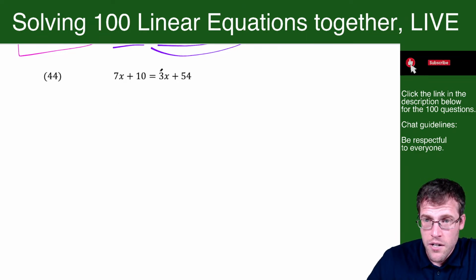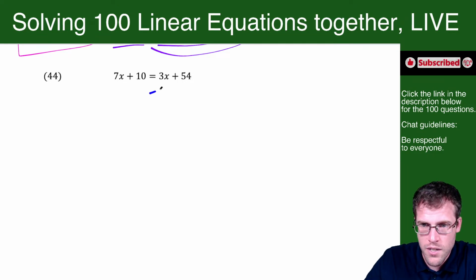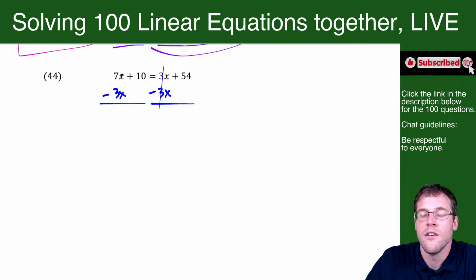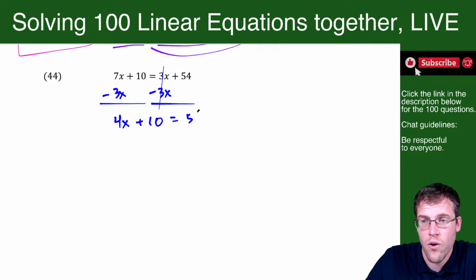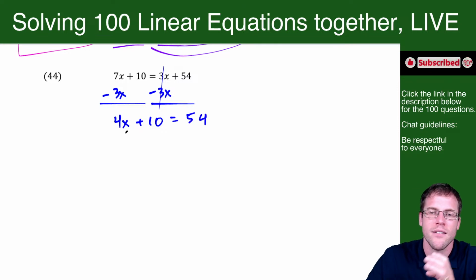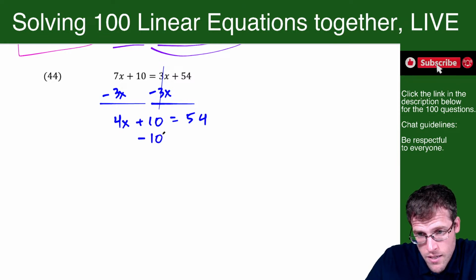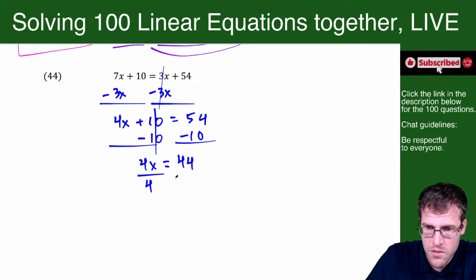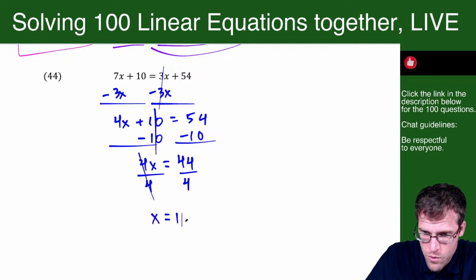All right, so here we have 2 terms on the left, 2 terms on the right, but we have x's on both sides. So once again, I always like to get the x's to one side, and I prefer to move them to the left. 7x minus 3x is 4x plus 10 equals 54. I like to move the x's to the side that will give me a positive x. I don't know why, it just makes me happy. So now this is a 2-step equation. Subtract 10 on both sides, and you've got 4x equals 44. Now divide both sides by 4 to get rid of the 4 in front of the x, and x is equal to 11.